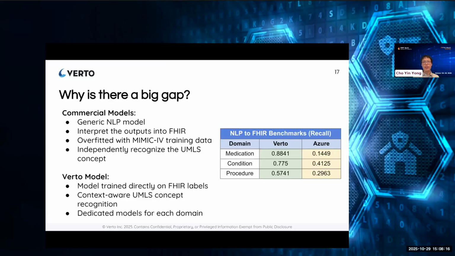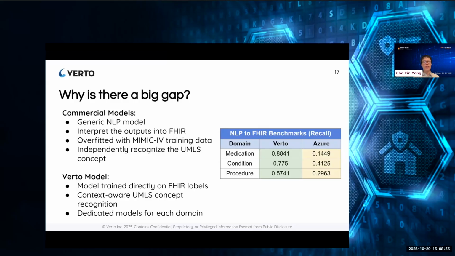In comparison, the reason why we're able to do so well on primary care data is our model is directly trained on FHIR labels. We skip the intermediate step of training on a generic model, and we go straight to FHIR. Second of all, we have context-aware UMLS concept recognition. We ingested not only UMLS, we also ingest vocabularies that are available from other sources, ensuring that we are able to capture terminologies like T2DM, HFREF, HFPEF, etc.